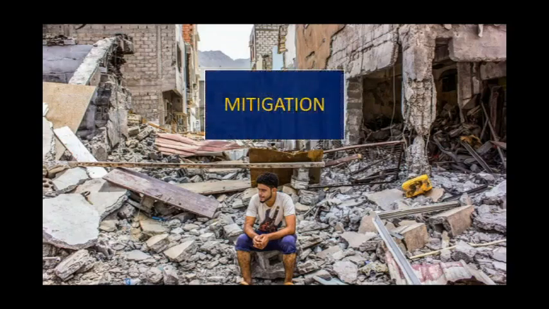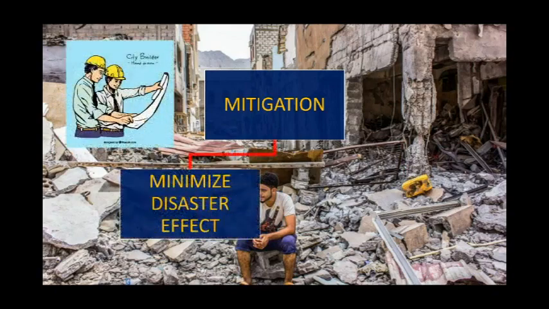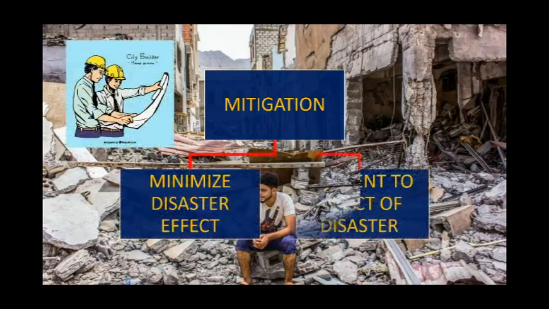It is further divided into mitigation and preparedness. In mitigation, the aim is to minimize disaster effect and make the public more resilient to the effect of a disaster. For example, the application of earthquake-resistant building and fire-resistant building.